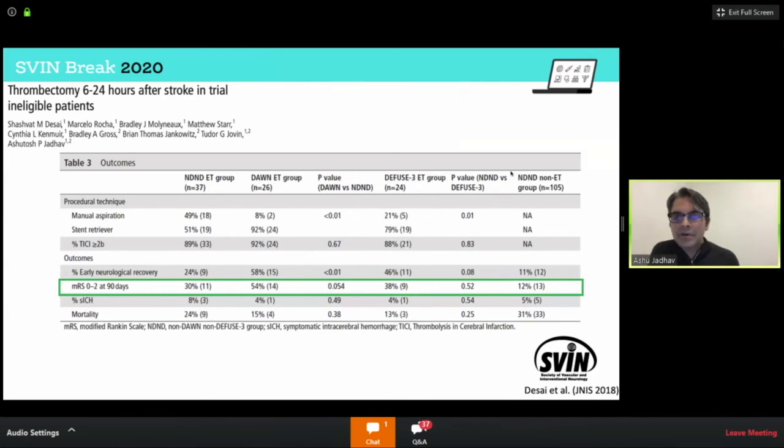During that time period of Dawn, we also treated patients that did not necessarily meet Dawn criteria. So we took patients who were not trial eligible, and we looked at their outcomes compared to patients who were Dawn eligible or Diffuse 3 eligible. And this non-Dawn, non-Diffuse thrombectomy population had good outcomes of 30%. Again, this is single center data, but if you compare that to Dawn, where the good outcomes were 54%, or Diffuse 3, 38%, these were significantly higher than the patients who got no thrombectomy, where the good outcomes are really dismal. And these are patients who really don't get any kind of reperfusion therapy. So those good outcomes are 12%.